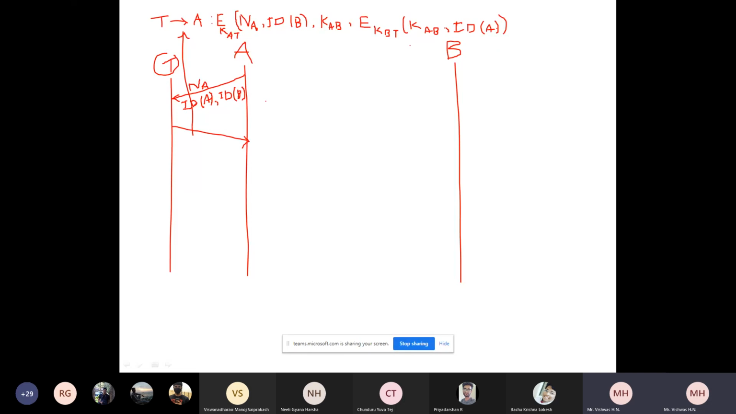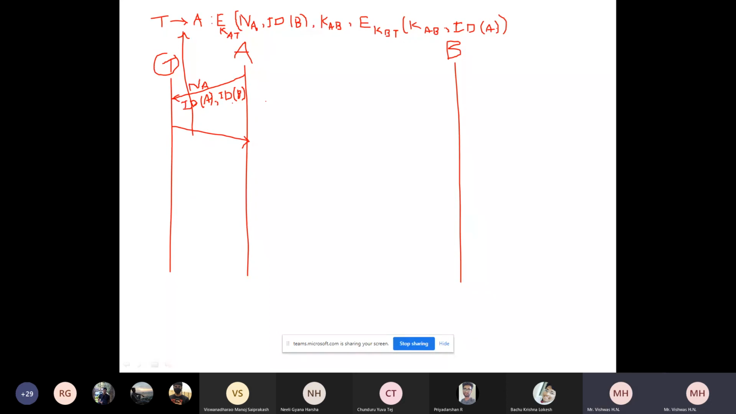What does the token contain? It's key AB, the same thing, and ID of A, which will be encrypted using a session key called key BT. Is that clear? That's actually a session key for communication between B and T. Is that clear, students? That's the session key for communication between B and T, which B will have, which A doesn't have. Is that clear? A has a key, that is key AT. B has a key, that is key BT, and A is receiving a new key called key AB also. That is for communication between the two parties A and B. Is that clear? So this is sent to A.